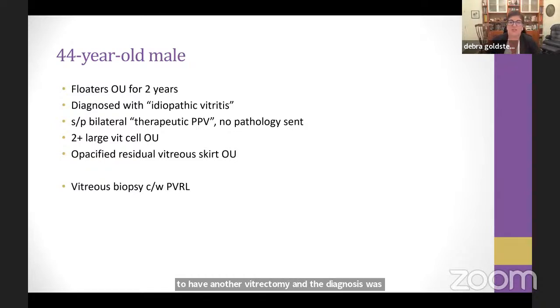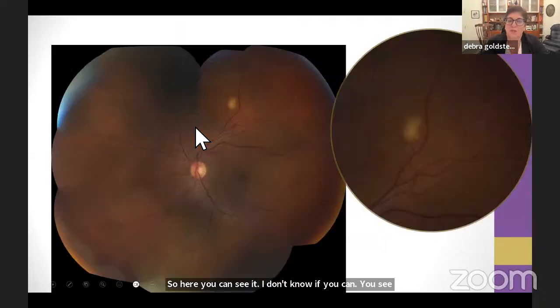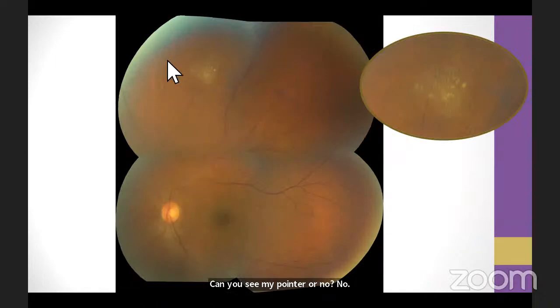And what I'm going to do now is just show you some of the pictures of the various presentations that he had in the retina through his course. So here you can see, and I don't know if you can see my pointer or no? No. Yes, Deborah, we can see. Good, thank you.